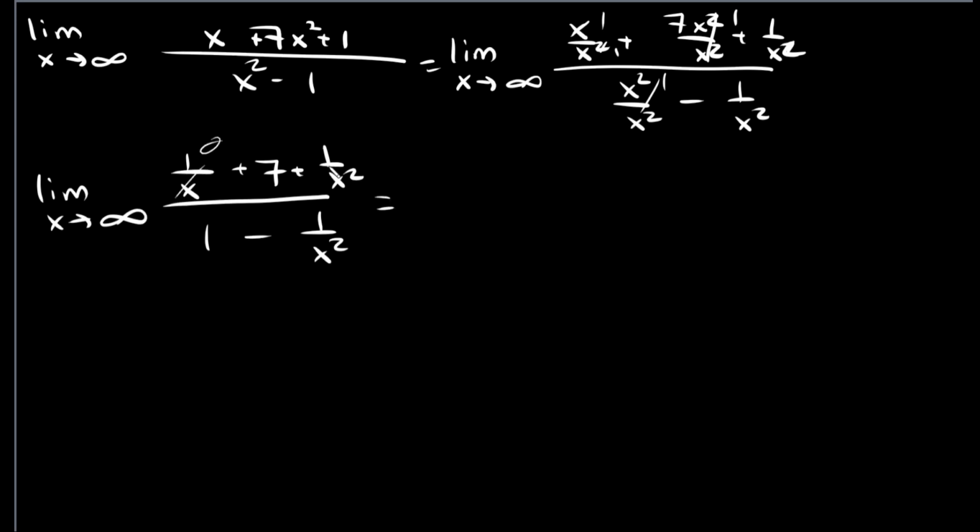And this is going to be 0, 0, 0. And what's going to be left is 7. Now, how about x approaching minus infinity?